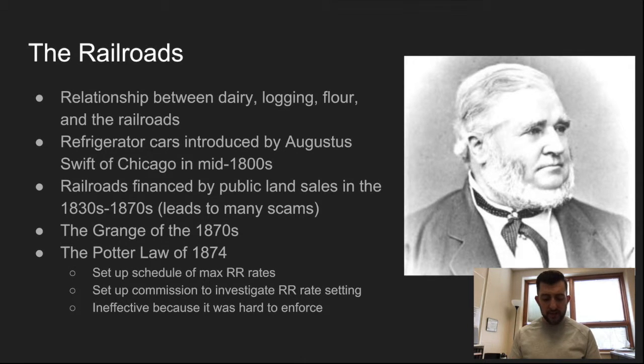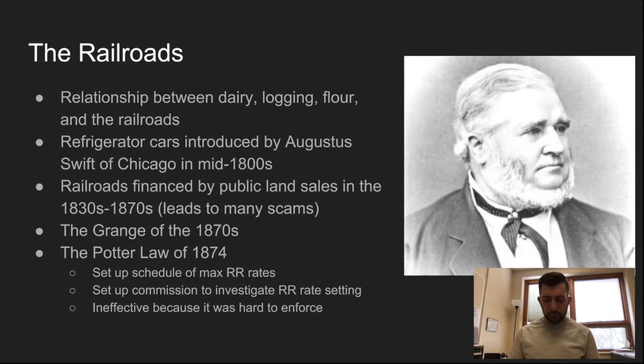And so here in Wisconsin, that emerges as something called the Potter Law in 1874, which set up a schedule, basically a cap on the rates that railroads could charge for people. And it also set up a commission that would investigate the economics of railroad rate setting. And if this commission determined that the railroads were being predatory in their price setting practices, they could sort of crack down on this railroad and punish them.